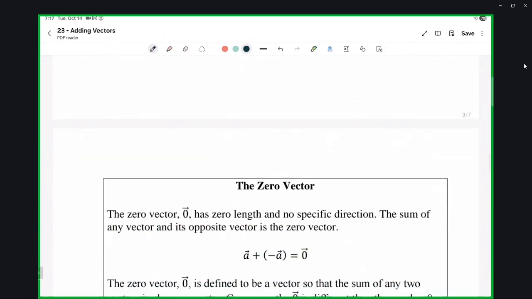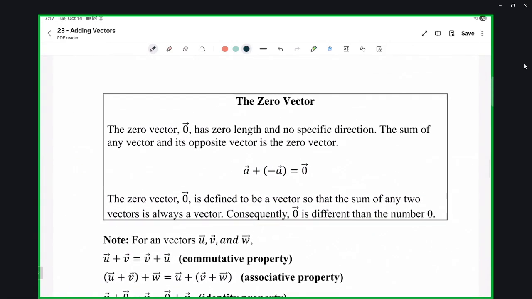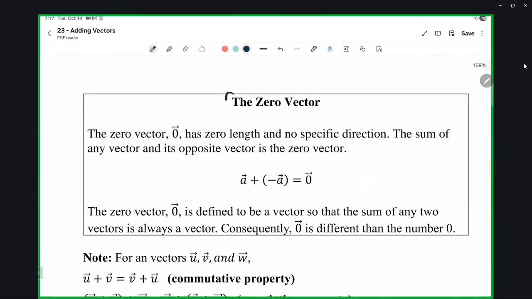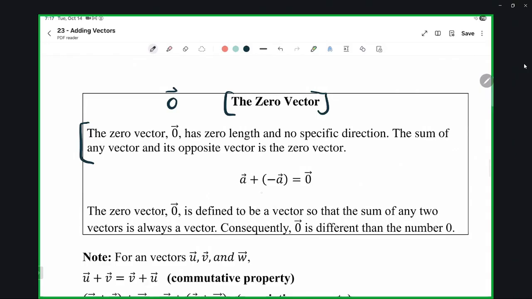Okay. We have a consequence here. We have something called the zero vector. The zero vector, which we denote with a zero with an arrow on it, has zero length and no specific direction. The sum of any vector and its opposite vector is the zero vector. So suppose I take vector A plus the negative version of A, we get vector 0.